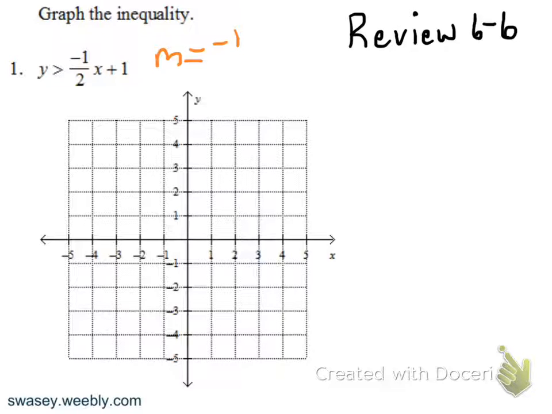So number 1, we have a slope of -1/2, y-intercept of 1. So we'll plot a point at 1, and then we'll go down 1 to the right 2 because our slope is negative.